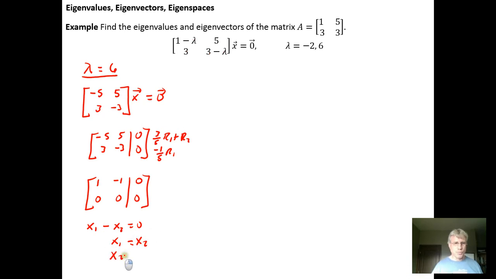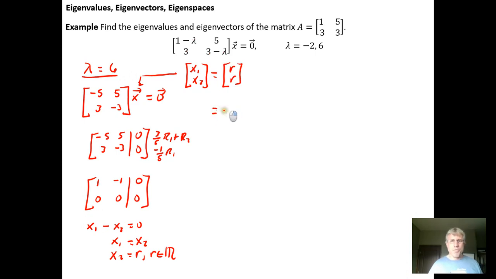And we could let x sub 2 equal r, where r is any real number we want. And if we do that, we see that for an eigenvalue of -6, the eigenvector x, which is just a column vector, x sub 1, x sub 2, is going to be the vector where x sub 1 equals x sub 2 equals r. We'll put r in here, where r is any real number. And we could factor the r out and go r times 1, 1.